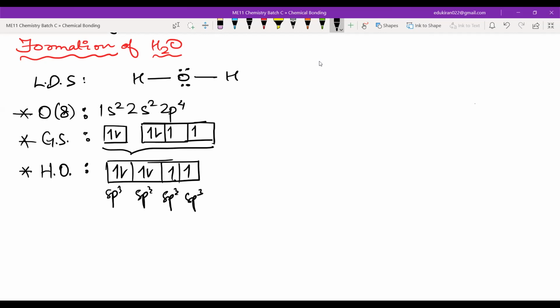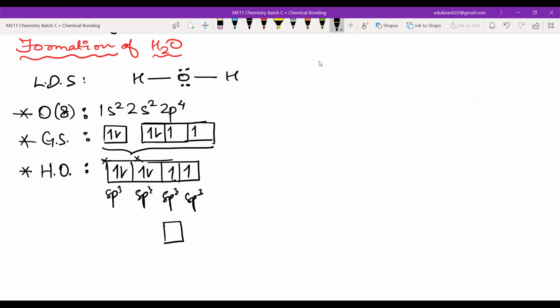How many hydrogens are there to bond? Very good. So how many hydrogens are there? Two hydrogens. And see, these two will not be taking part in bond formation, right? Because they are already paired.